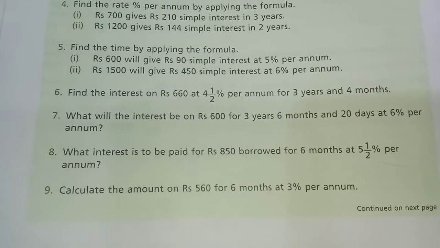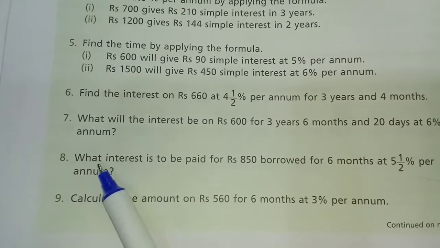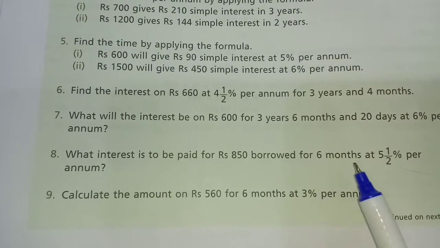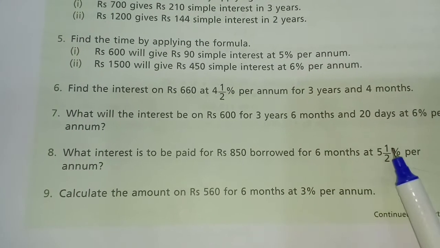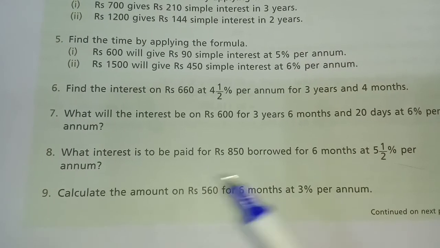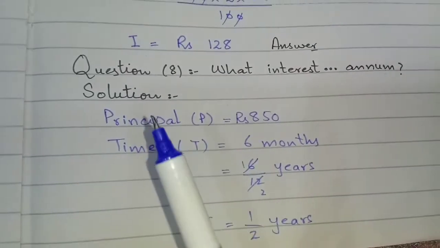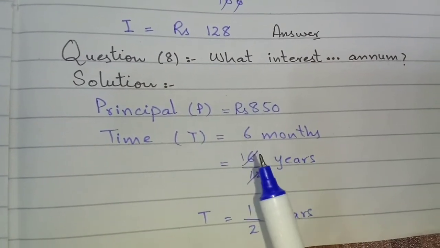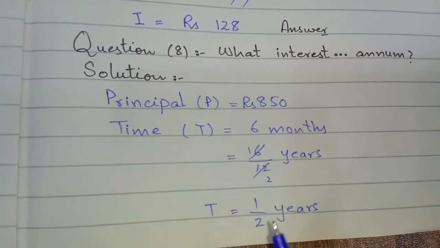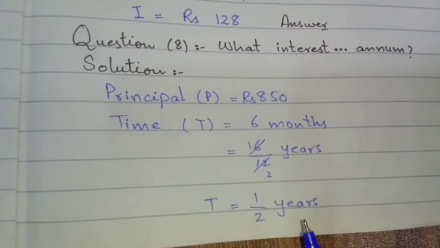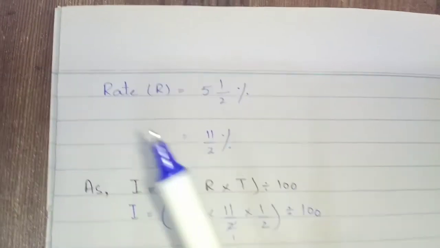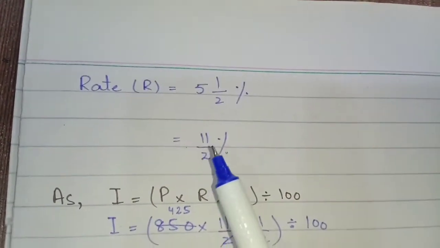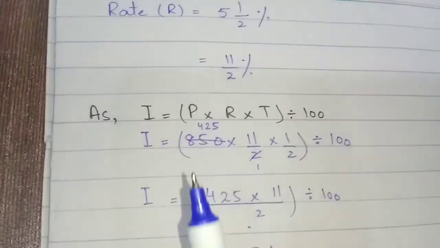Alright students, now we have to move to our next question, question number 8. What interest is to be paid for rupees 850 borrowed for 6 months at 5.5% per annum? Principal is given, that is 850 rupees. Time is given, 6 months, and we have to divide 6 by 12, that is, t is equal to 1/2 years. Rate is given, that is 5.5, that is 11/2%. We have to find the interest.